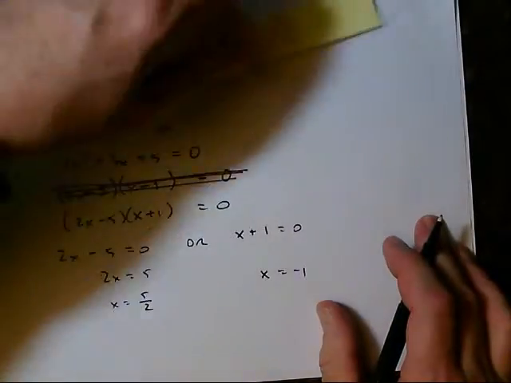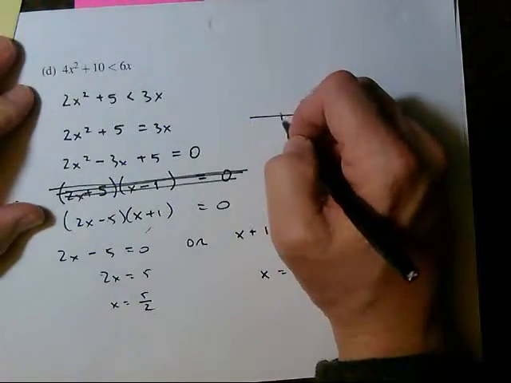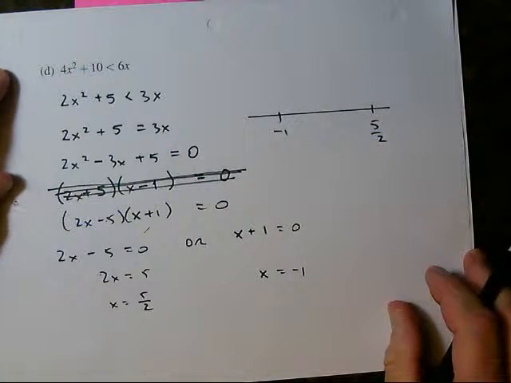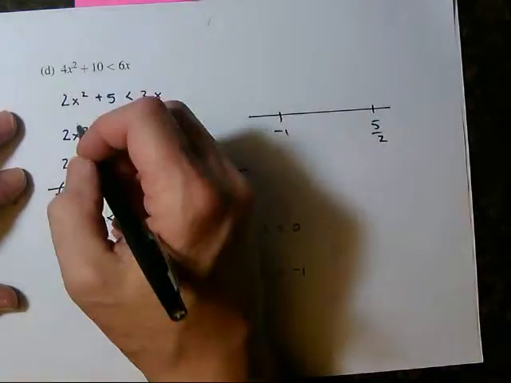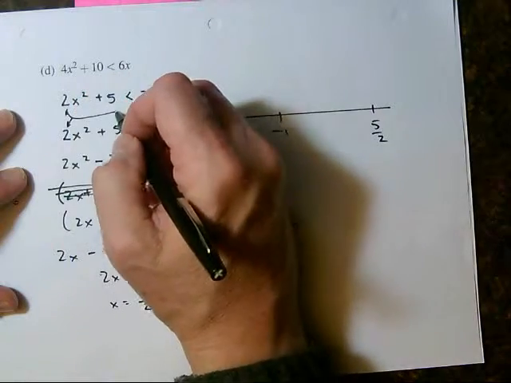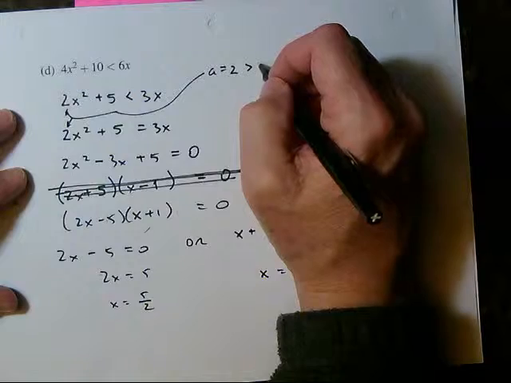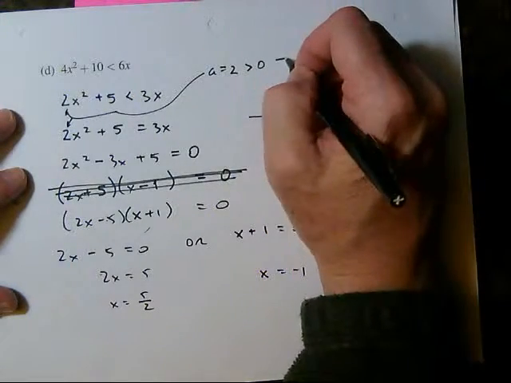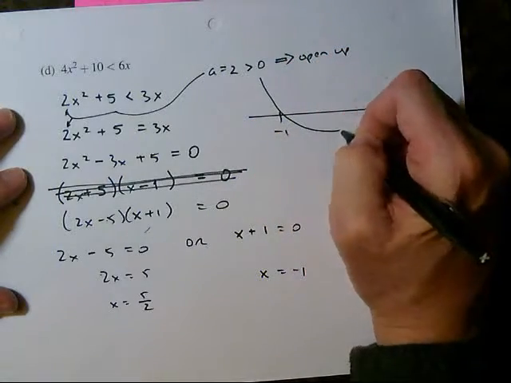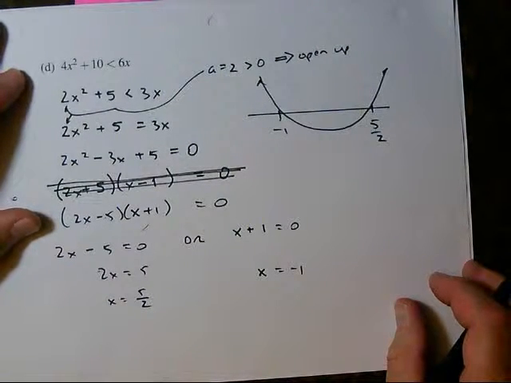And then a quick sketch that'll fit up here. Negative 1 is about there, 5 halves is positive, so it's greater than it, so it's to the right. I look at the quadratic that's here, either one of these, a equals 2, that's bigger than 0, so we open up. So I'm drawing a parabola-like shape opening up.